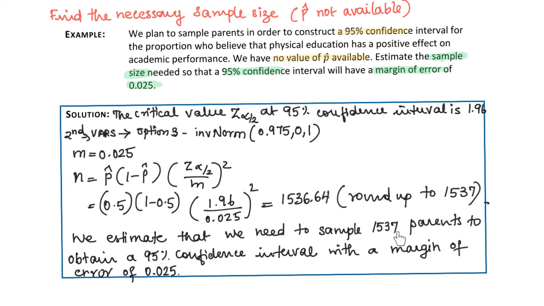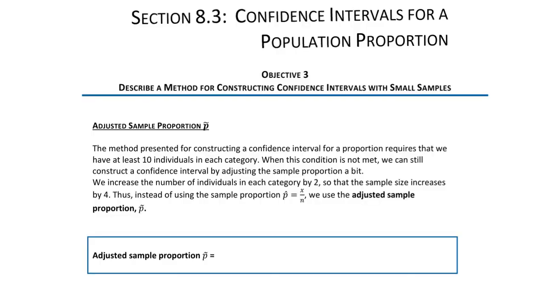This estimate is larger than the one in the previous example because we used a value 0.05 for p hat, which provides a sample size large enough to guarantee that the margin of error will be no greater than 0.025 no matter what the true value of p is.